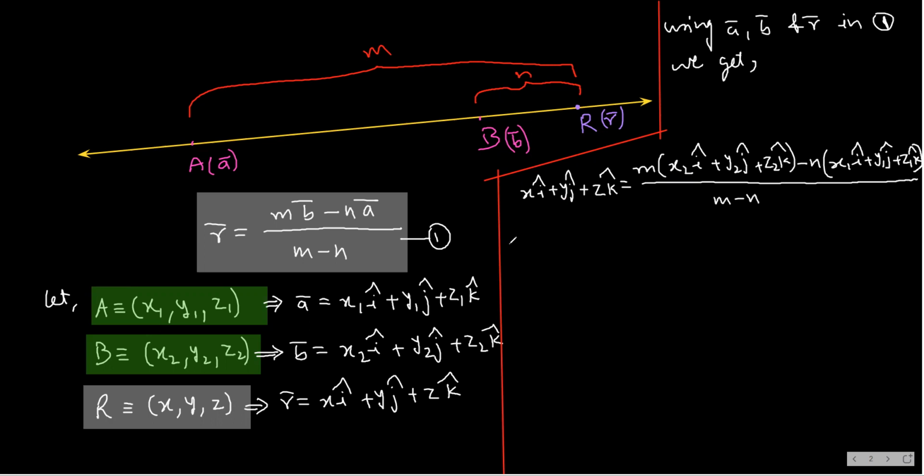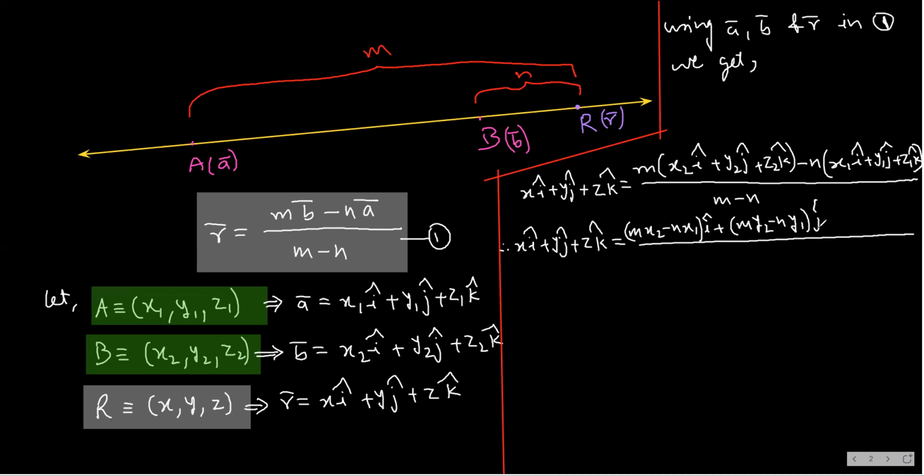upon m minus n. So the next step I get x i cap plus y j cap plus z k cap equals to, see, this m will multiply x2 i cap, y2 j cap, z2 k cap. M will multiply these three and n will multiply these three, right? Now when you do that, m x2 i cap minus n x1 i cap, you will take i cap common and you will get m x2 minus n x1 i cap, plus m y2 minus n y1 j cap, plus m z2 minus n z1 k cap. This is what you will get, and here m minus n.